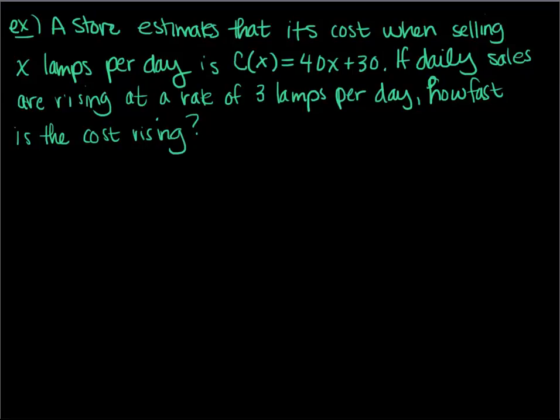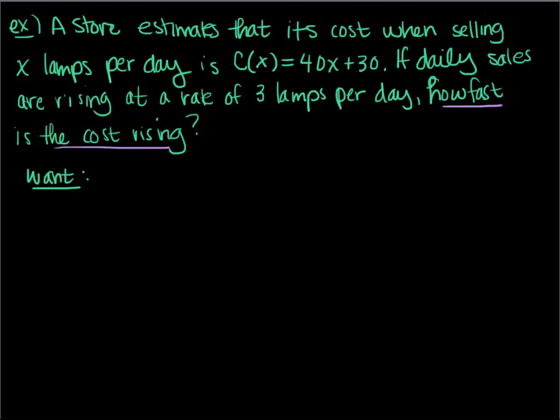We have a store that estimates its cost when selling x lamps per day is given by the function C(x) = 40x + 3, and we'll just say this is in dollars. If daily sales are rising at a rate of 3 lamps per day, how fast is the cost rising? So here's what we want, again, my objective. What do I want? I want to know how fast is the cost rising?